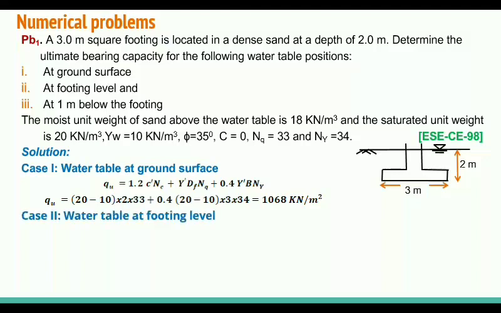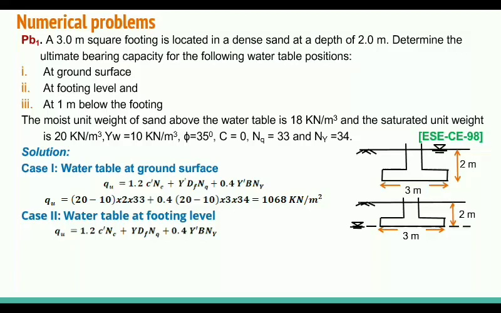For the second case, the water table is at the footing level. In the figure, it is mentioned that the water table is at the base of the footing. So for the square footing, we have this formula. See, the first term will not change. The second term is due to surcharge, so the surcharge will change.